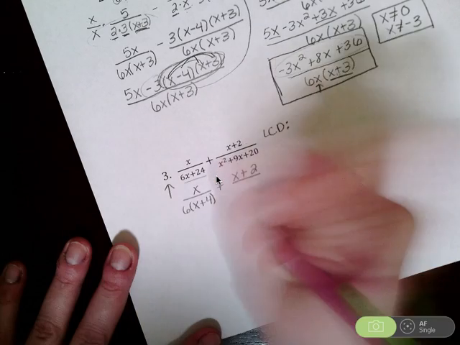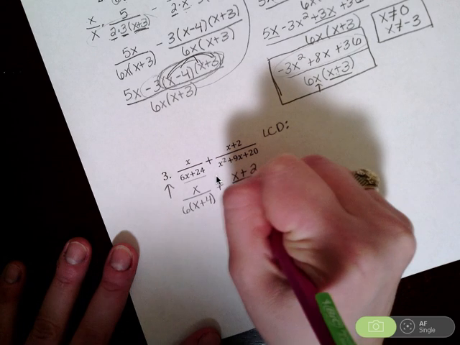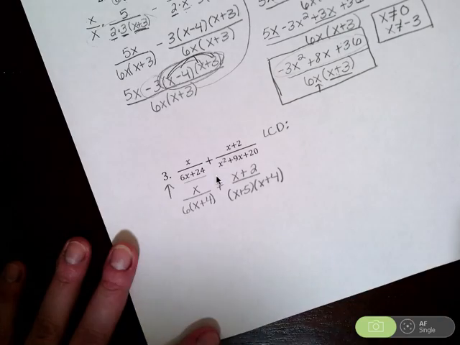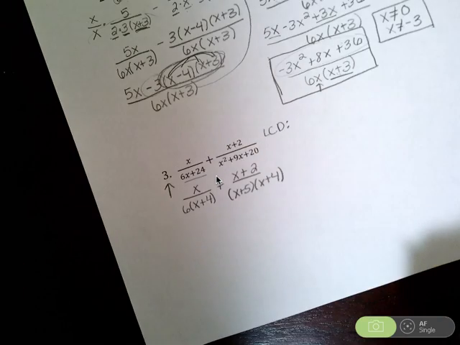We need to factor the denominator. This factors to x plus 5 and an x plus 4. I'm going to assume from now on that you're comfortable with factoring. If not, come see me and we'll talk.